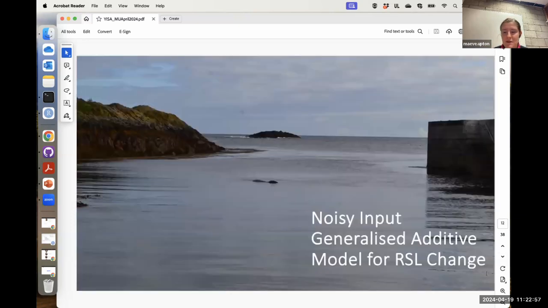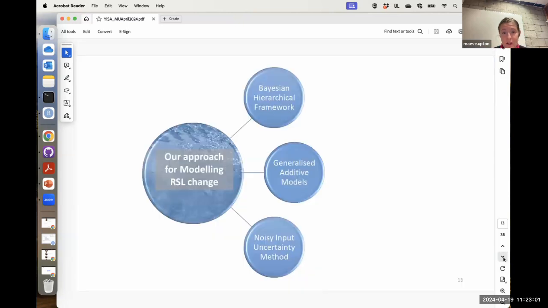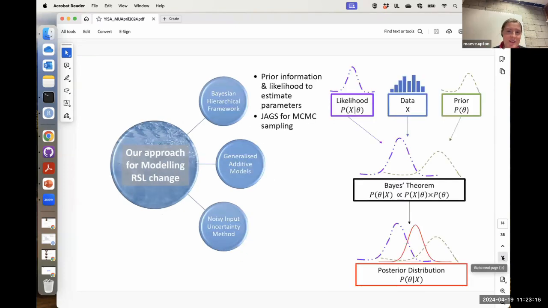So the approach that I'm going to talk about today is the noisy input generalized additive model. And essentially we have 3 prongs that we focus on. We have the Bayesian hierarchical framework, we have our generalized additive models, and then we have a noisy input uncertainty method. As we've all talked about today, with our Bayesian framework, we have prior information and the likelihood to estimate these unknown parameters. The priors are very useful for us because we have lots of information from physical models that we can incorporate into our priors.